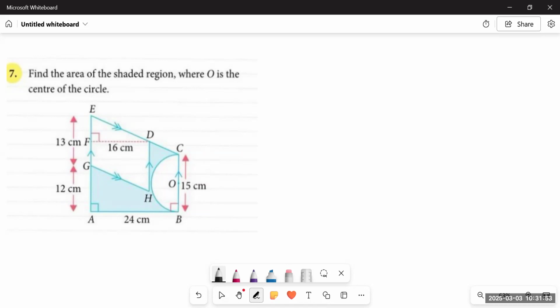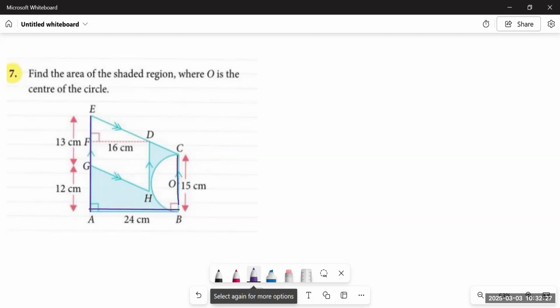Here they are saying find the area of the shaded region where O is the center of the circle. So you can see that it's a composite figure where some of the shapes are a semicircle, a triangle, and a parallelogram. To see it as a whole, it seems like it's a trapezium. Like if we draw the outer region, you can see that it's a clear trapezium.